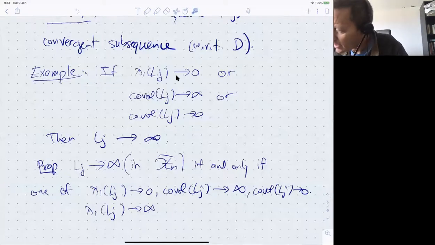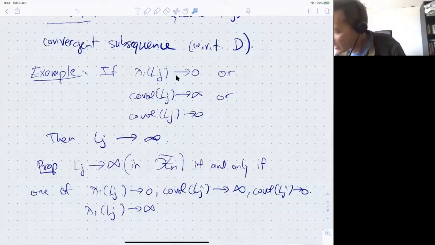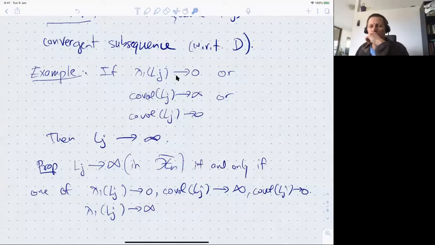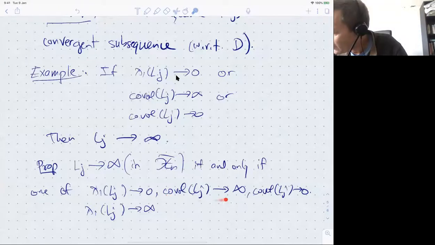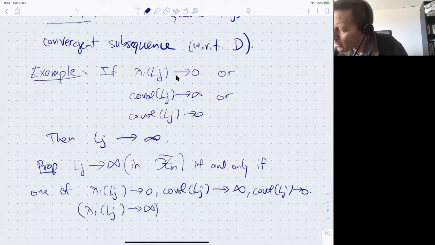But the last thing I wrote down, lambda 1 of Lj goes to infinity, only happens when the covolume goes to infinity, because we had a link, namely Minkowski's theorem said that if the covolume is bounded above, then lambda 1 is also bounded above. Whenever you have an upper bound on the covolume, that gives you a bound on the shortest vector. So this case is actually included in this case.